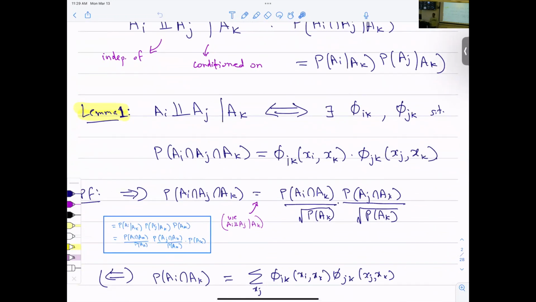Okay, the first lemma. From now on, we are just switching tracks. I'm just going to do lemmas and proofs for the rest of today. This is almost immediate, but it's a very useful observation: Ai and Aj are conditionally independent given Ak if and only if you can find a pair of functions, phi ik and phi jk, such that the following is true. The probability of the intersection of Ai, Aj, and Ak is given by phi ik of xi xk times phi jk of xj xk. If you can find such a pair of functions, then this is an if and only if condition for conditional independence. I don't know whether you've seen the proof of this, so I thought I'll write it. It's useful. In my undergrad class I don't teach this, so it's worthwhile to see it.